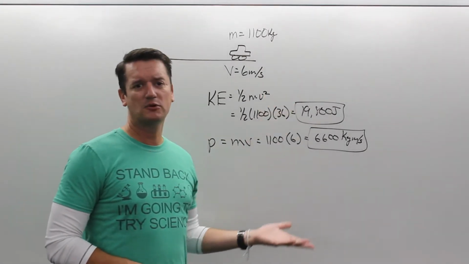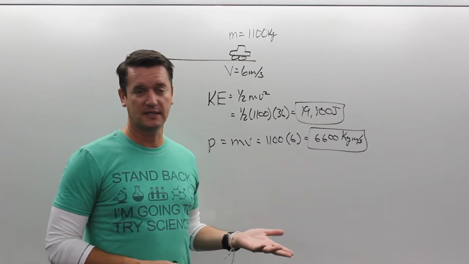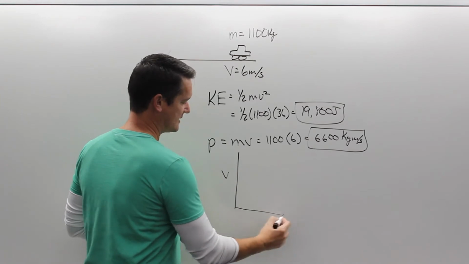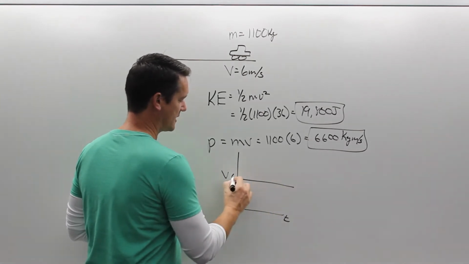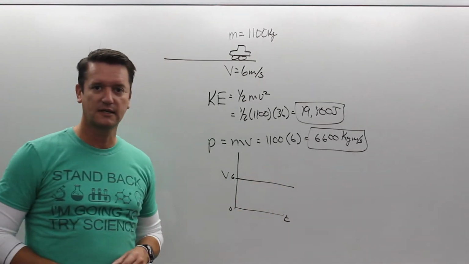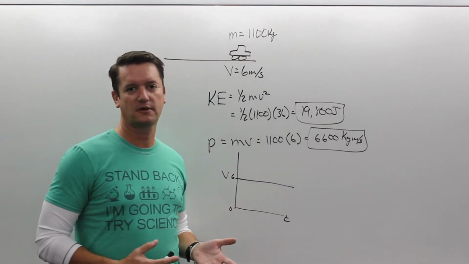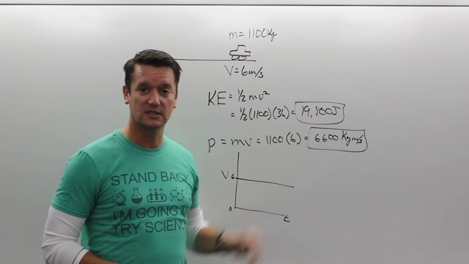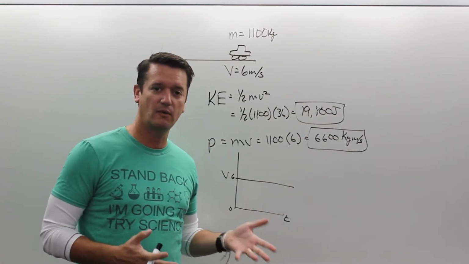So I can describe the motion of this car in several different ways. I could also put a graph of velocity and time and keep it going at 6 meters per second the entire time. There's lots of different ways I can describe the motion of this car. But let's look at what happens when this thing changes its motion and how we would describe this.